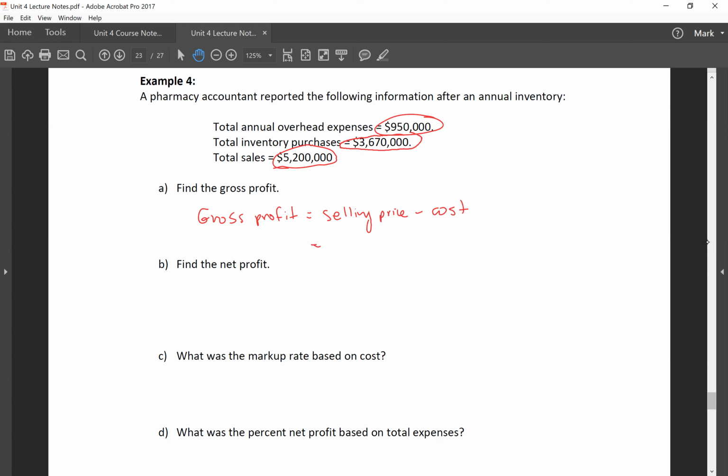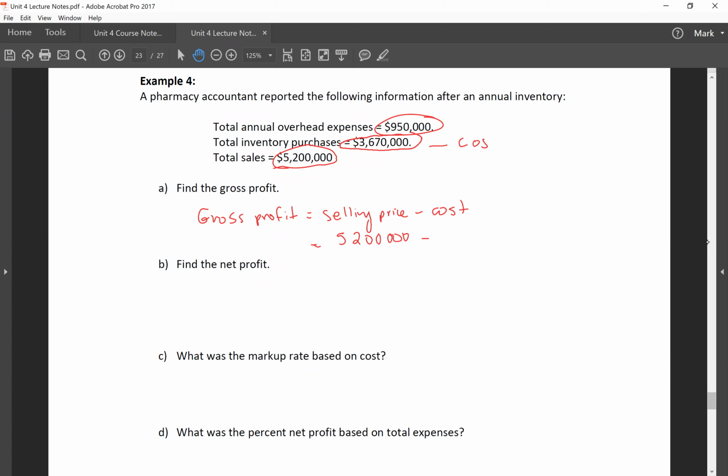Okay, so what is my selling price? Well, now this is a little different because I'm not just selling one item. I'm selling like thousands and thousands of items. So my selling price here is going to be my total sales, all of the money that I made. So 5.2 million. Watch your zeros here, minus the cost. So that's all of the inventory I spent.